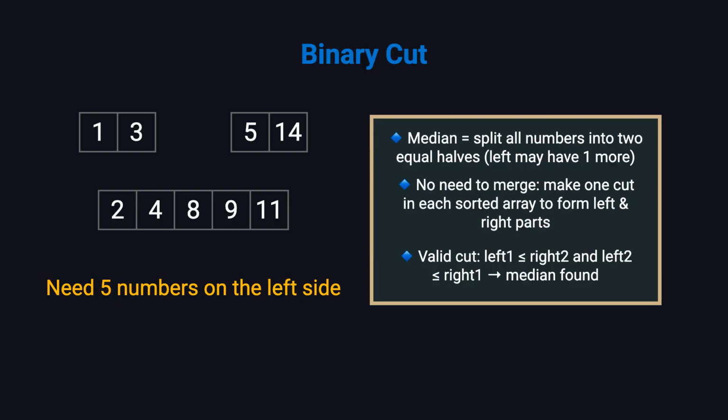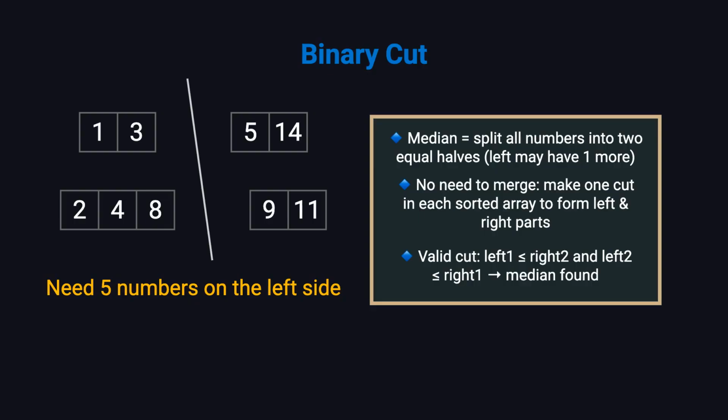We need 5 on the left total. Numbers 1 already has 2, so numbers 2 needs to contribute 3. We cut between 8 and 9. Now the left side of numbers 2 is 2, 4, and 8, and its right side is 9 and 11. Now let's check if this cut is correct.